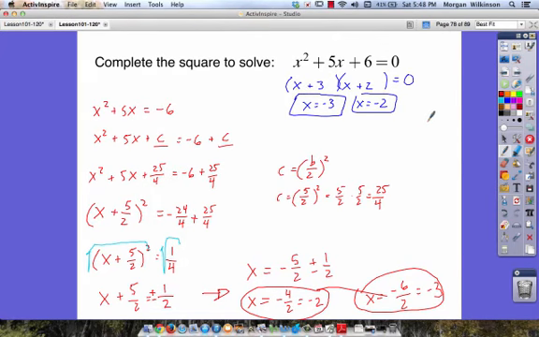Now, you might be wondering why we go through all this work with completing the square in order to do something that we could do in just 2 steps with factoring. And the answer is because we can't always factor everything to solve. So we've got to have an alternative method, and completing the square is that method. Let's look at another one.